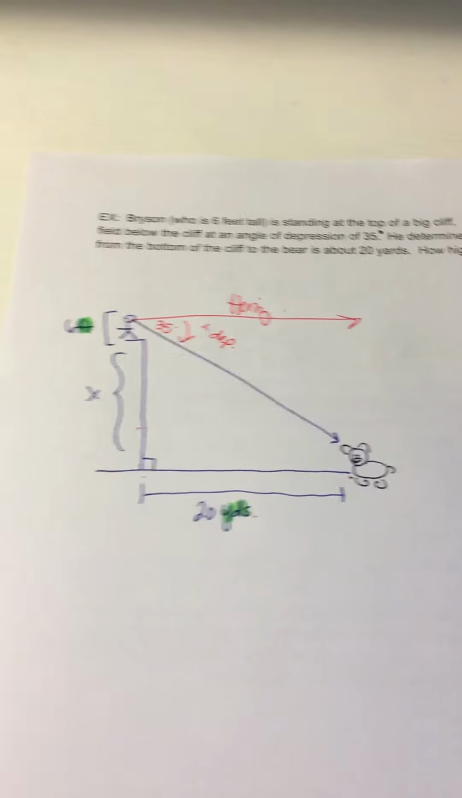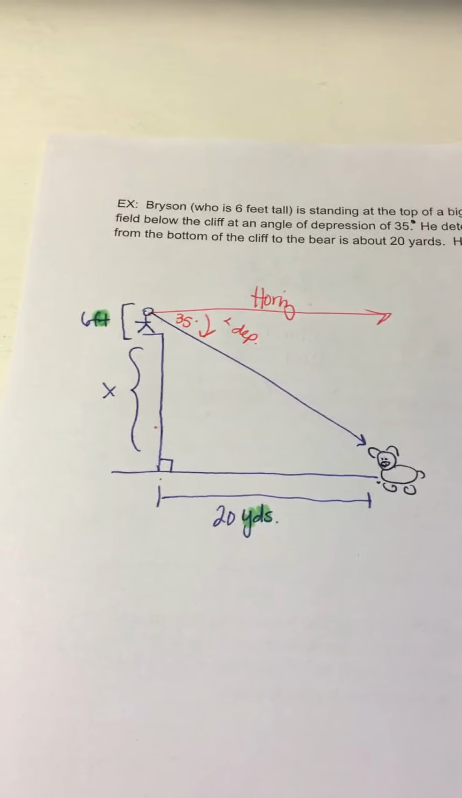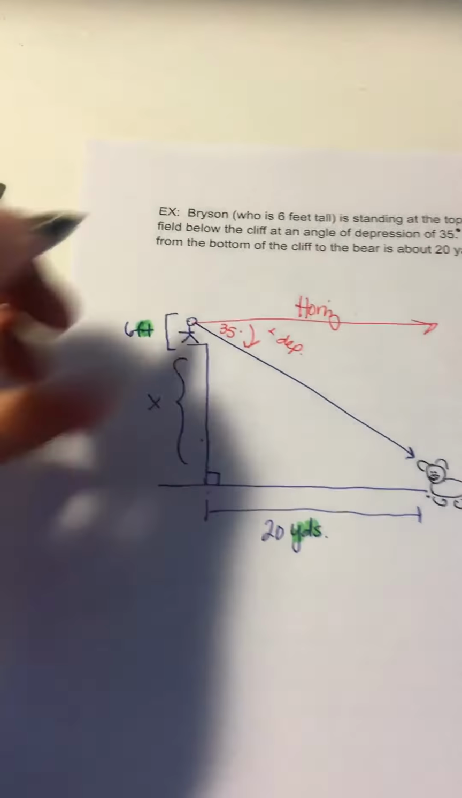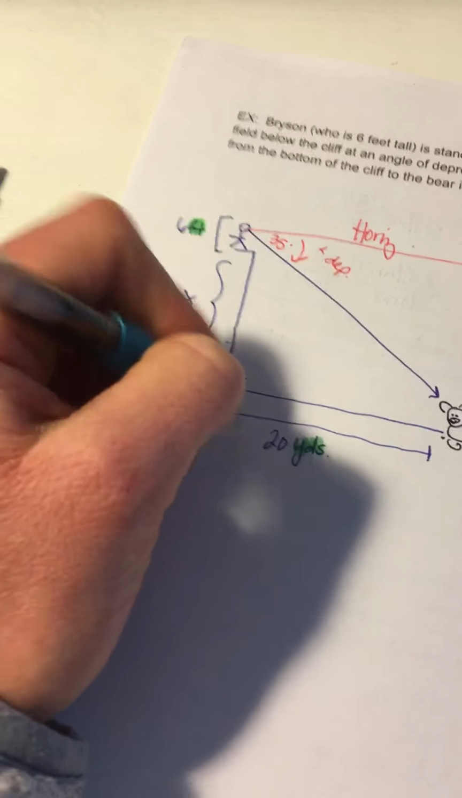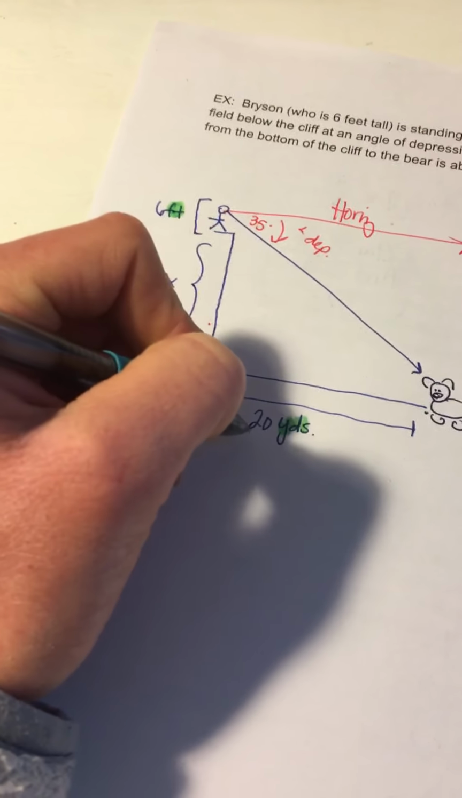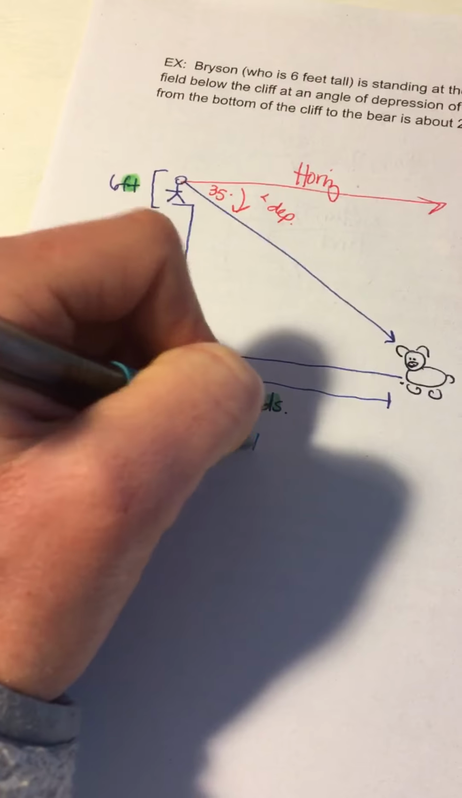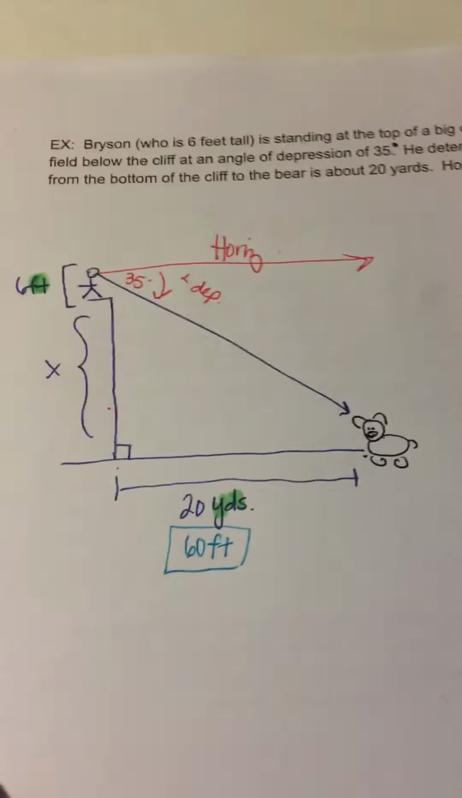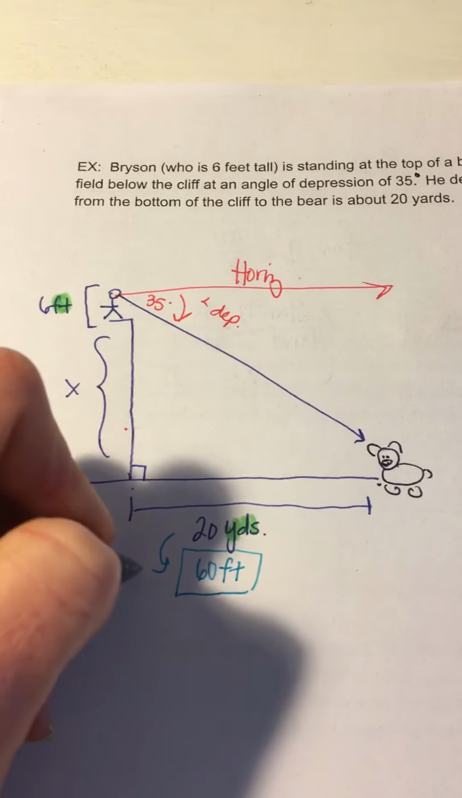Okay, so let's just multiply. I'm so sorry, guys. I multiply 20 by 3 to get my feet. So this ends up being 60 feet. That's what I'm going to use. So 20 times 3 is 60, and I'll make note of that. I'm multiplying by 3.